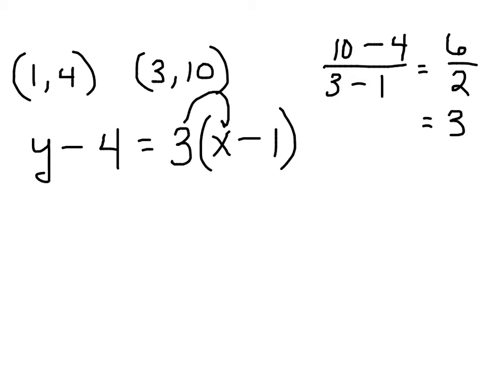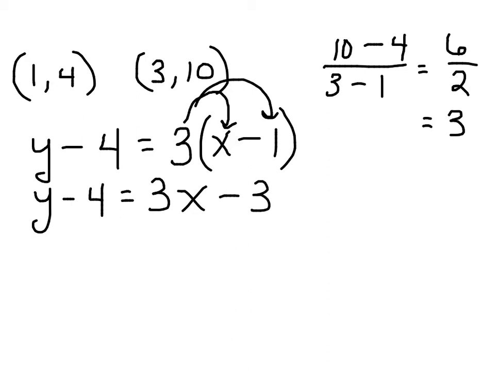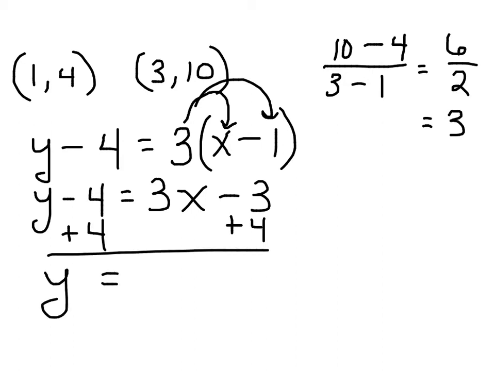After you've inserted, distribute. What's 3 times x? 3x. Good. And what's 3 times negative 1? How do I get the y by itself then? Add 4. y equals? 3x had no friends, right? So just write 3x. What's negative 3 plus 4? 1. Good.